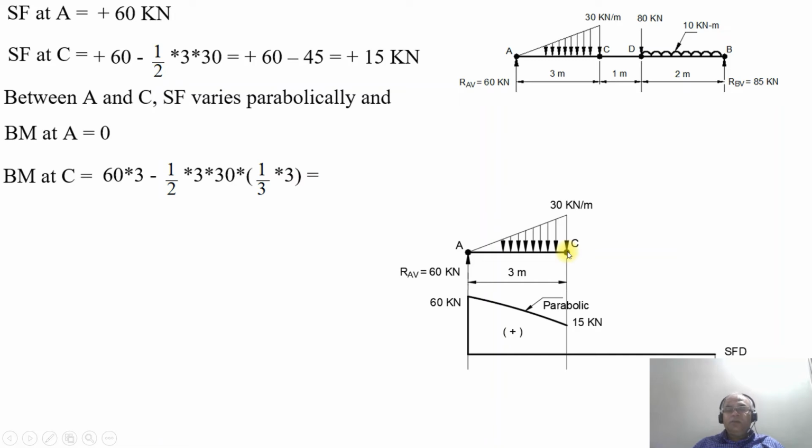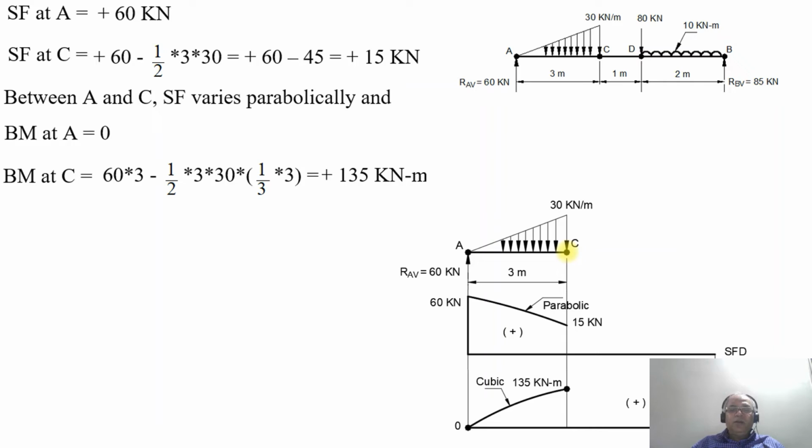So naturally it will be 1 by 3 into 3. So that will be equal to plus 135 kilonewton meter. So naturally the bending moment at this point, from 0, it is going to reach 135 kilonewton meter. Since it is the area into the distance of center of gravity, we get area in meter square and the distance of center of gravity in meters. So meter cube we get, that means the power of x is 3. Therefore, the curve joining the points between A and C is going to be a cubic curve.